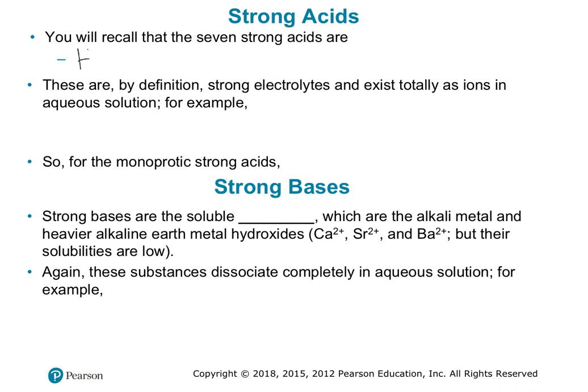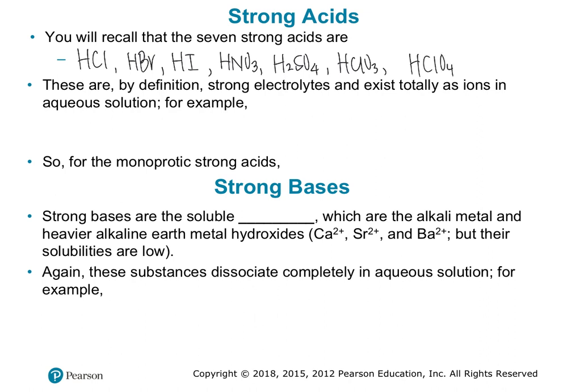So hydrochloric acid, hydrobromic acid, and hydroiodic acid, as well as nitric acid, sulfuric acid, and the 2 chloric acids, so chloric acid, HClO3, and perchloric acid, HClO4.